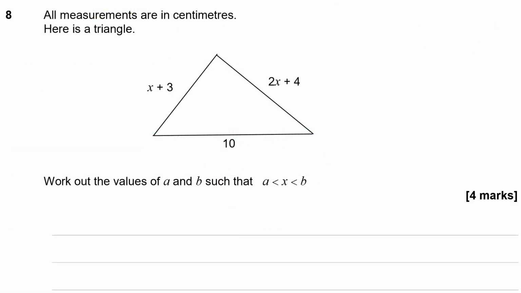Question 8. All measurements are in centimetres. Here is a triangle, x plus 3, 2x plus 4, and 10. Work out the values of a and b such that a is less than x, which is less than b.